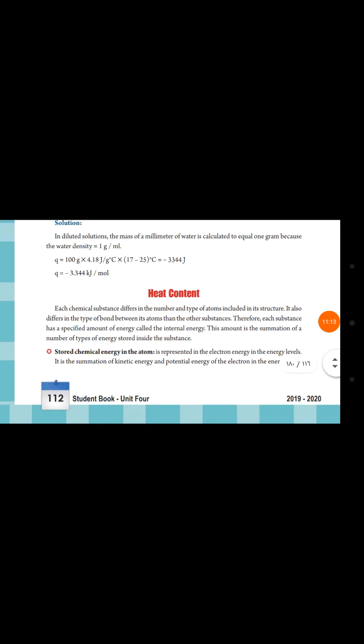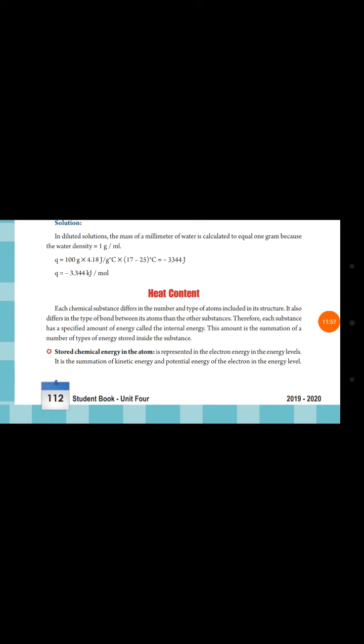Lesson 2. Heat content. Each chemical substance differs in the number and type of atoms included in its structure. It also differs in the type of bond between its atoms from other substances. So each substance has a specified amount of energy called internal energy. Internal energy is the summation of the types of energy stored inside the substance.